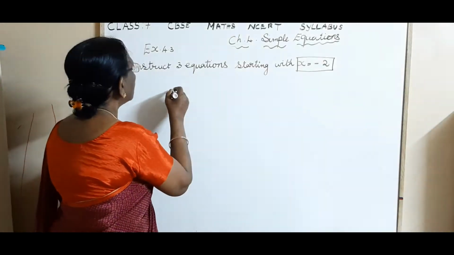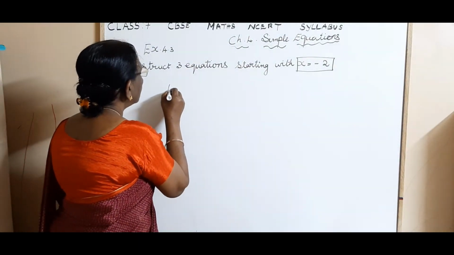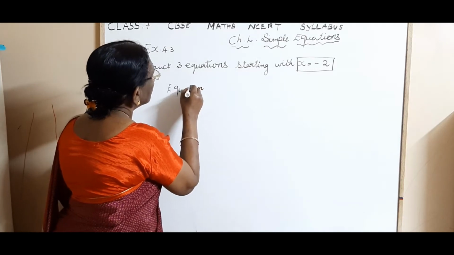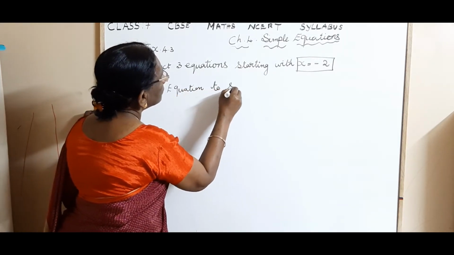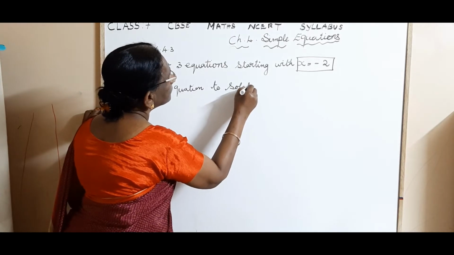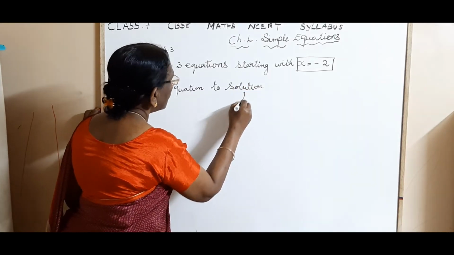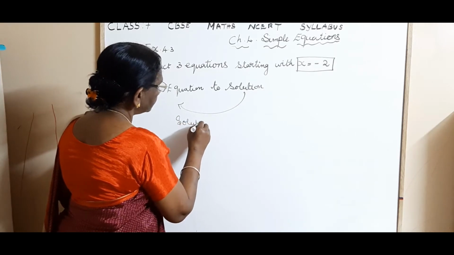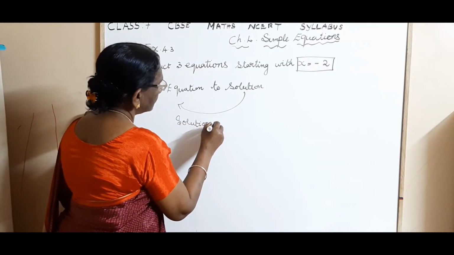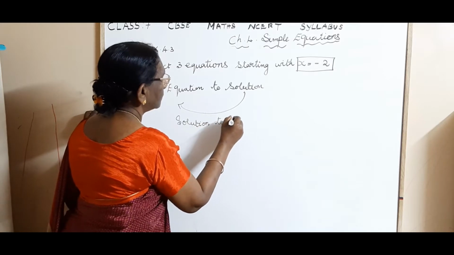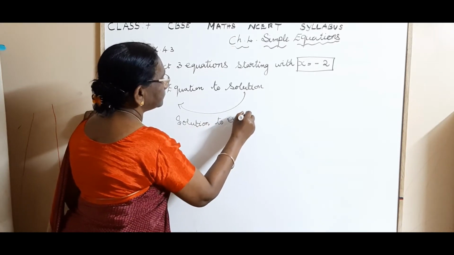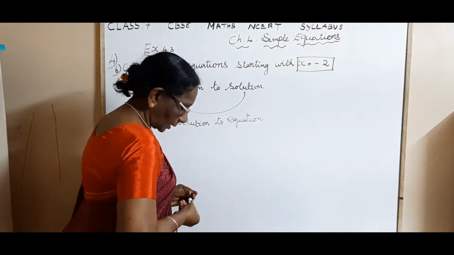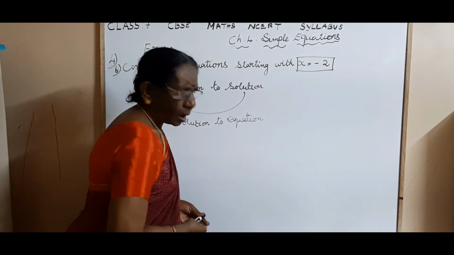Okay. So till now we were doing what? Equation to solution. Now we are going to do the reverse. Solution to equation. Okay, children? So, how to do that?